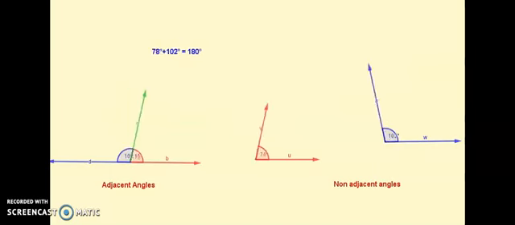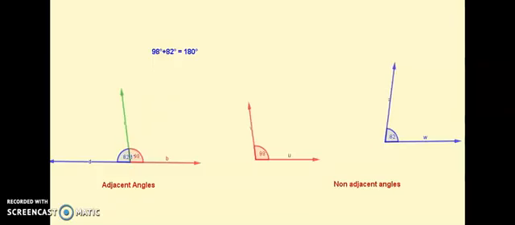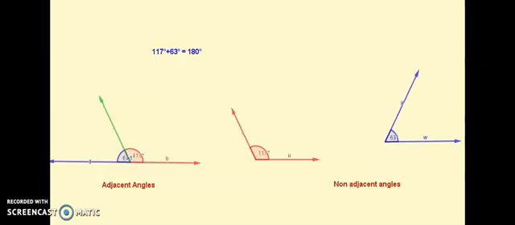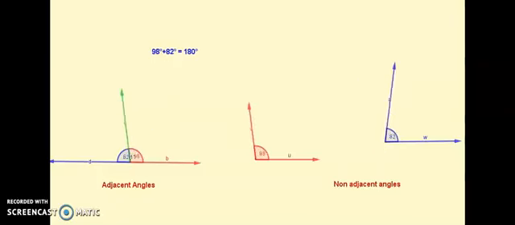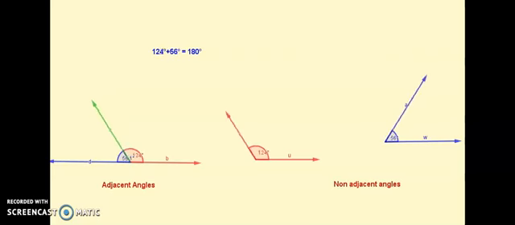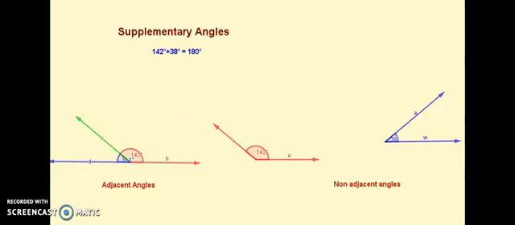Yes, same thing as we have observed earlier. The sum of the measure of the pair of angles happens to be 180 degrees in this case. So such angles, where the sum of the measure of two angles is 180 degrees, are called supplementary angles.